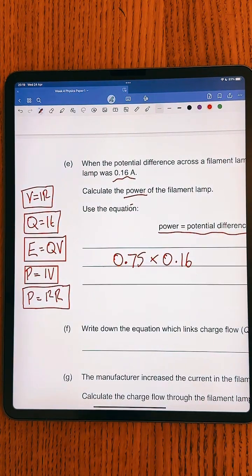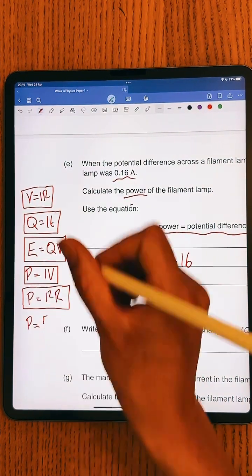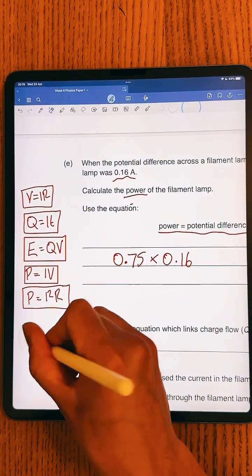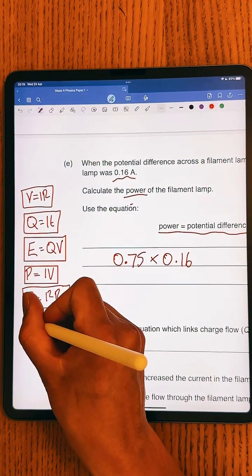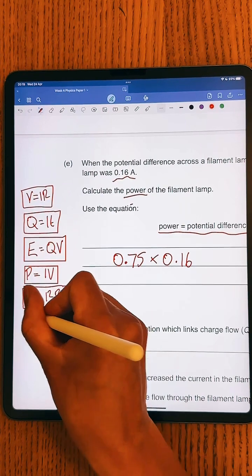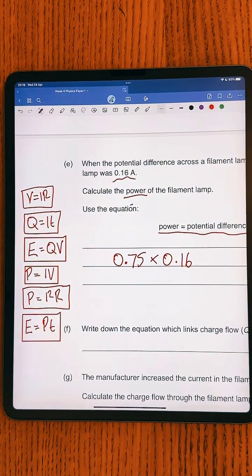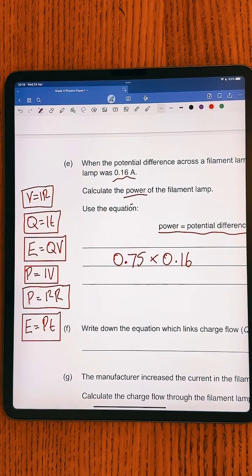And then, I don't remember which way around they worded it, maybe it might be energy is equal to power times time. And that should be all of them. Hope most of these look familiar to you guys.